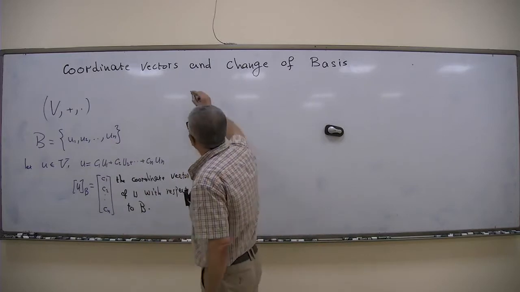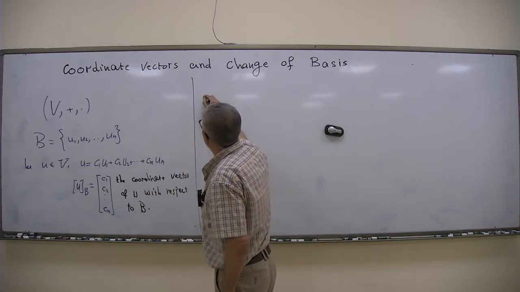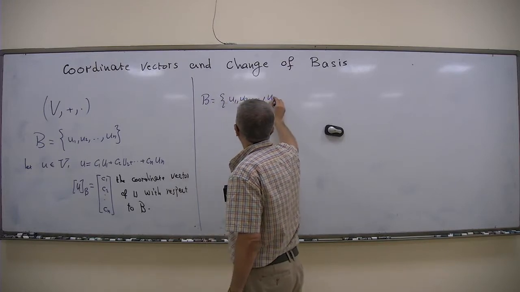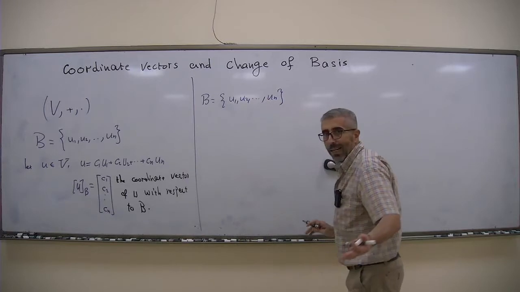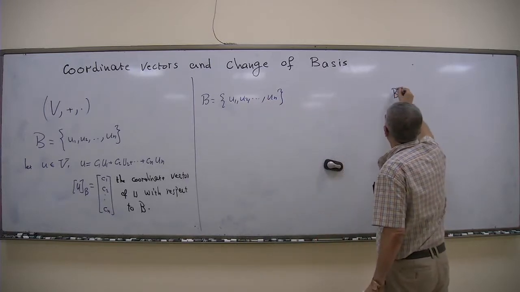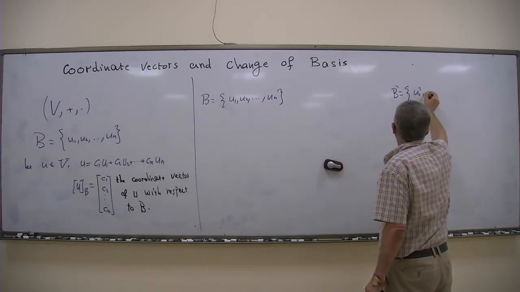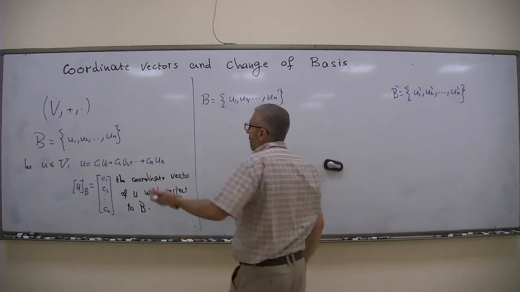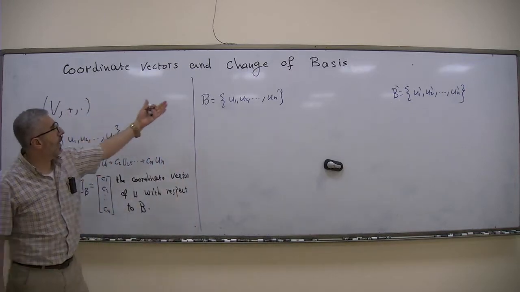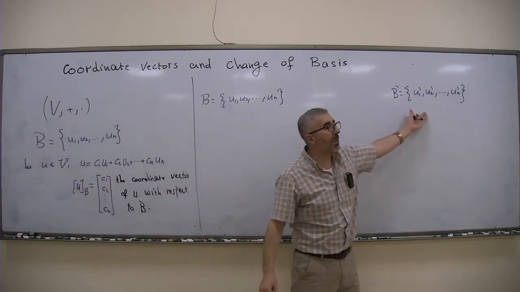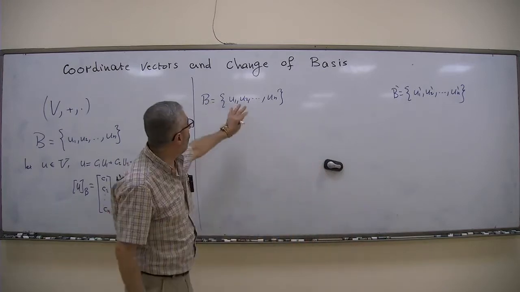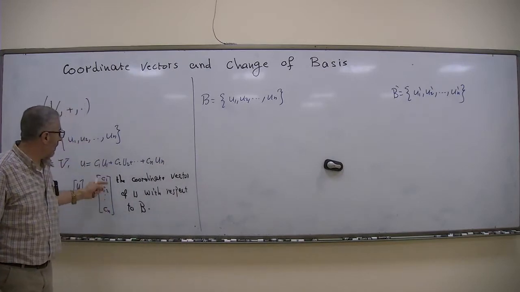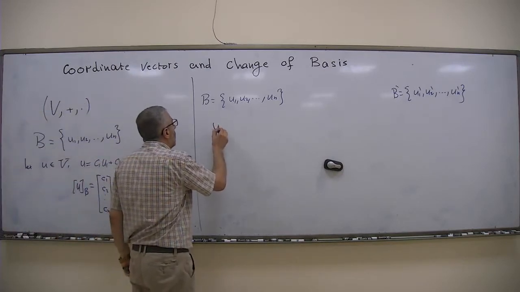For example, I can take this basis here, u1, u2, un, and then someone else can come and take this basis, B prime, u1 prime, u2 prime, up to un prime. Of course, this is a finite dimension, so if this is dimension n, in both of them we need to have the same number of vectors. Okay, so here we have a basis, here we have a basis.